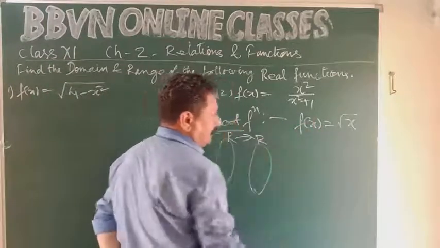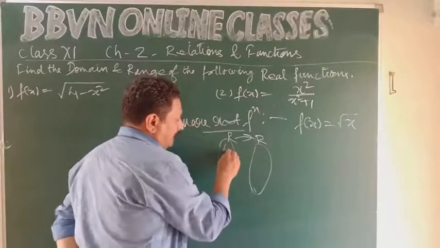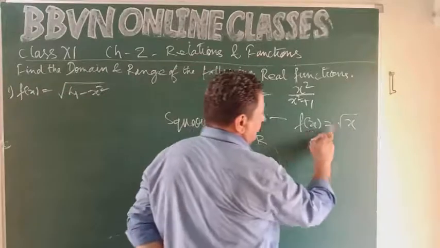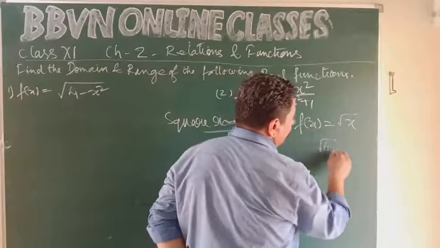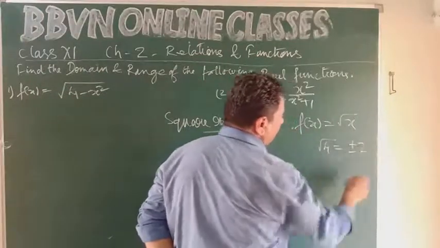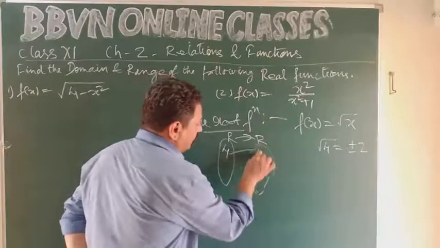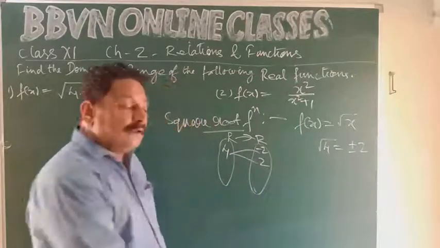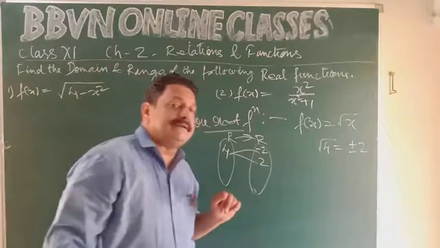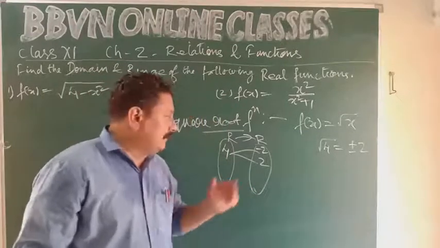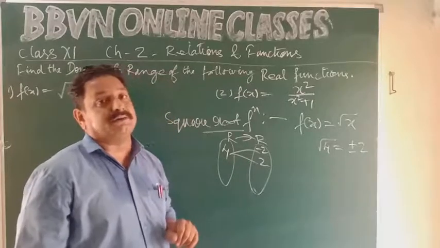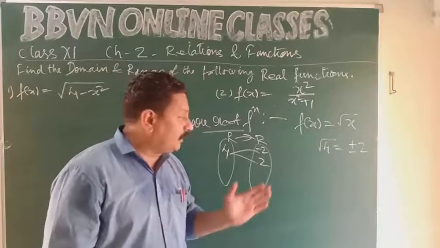F of x equal to under root x. I have a value of x, that is 4. F of 4 is under root 4. What is under root 4? Plus or minus 2. So 4 has got two images, minus 2 and plus 2. If any element in the domain set has more than one image, then it is a relation, not a function.